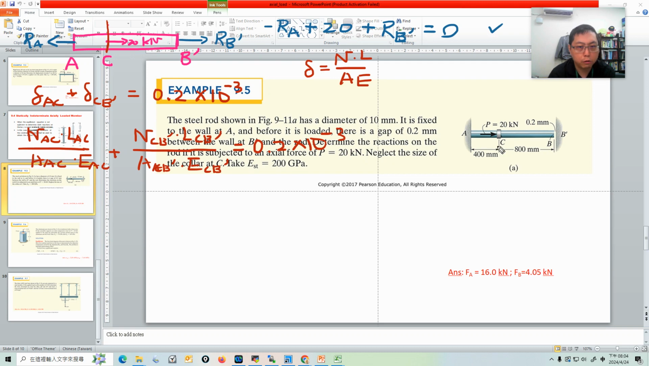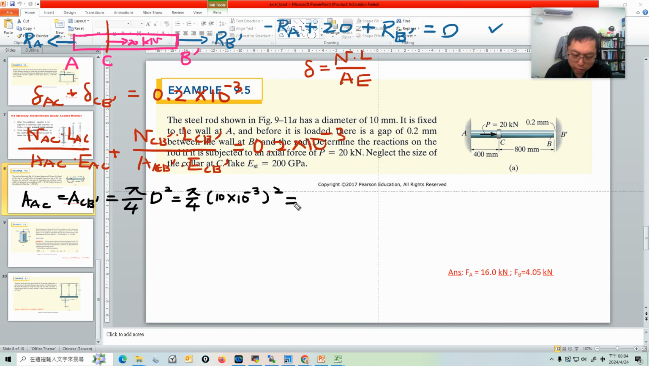For this problem, this rod, no matter AC or CB prime, has the same area, right? A_AC and A_CB prime are the same. They have the same cross section area. The diameter is 10 millimeters, so the area is π/4 d squared, so it's π/4 times (10 × 10⁻³) squared. Let's calculate what's the value here.